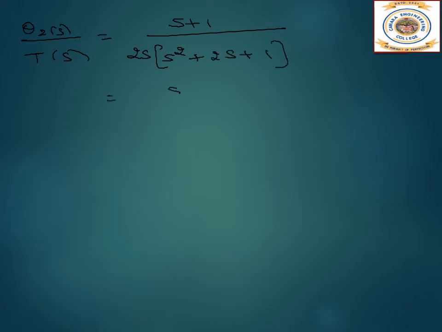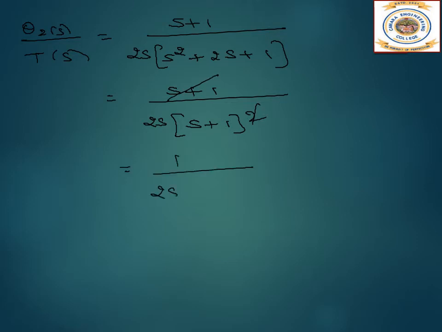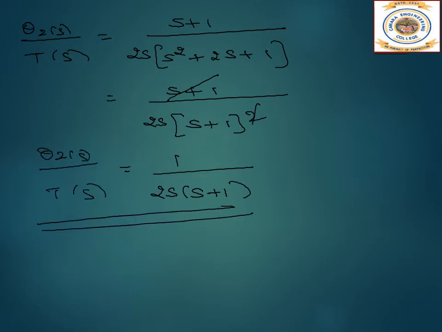I can take it as theta 2 of S by T of S equal to S plus 1. Let me take 2S common. If I take 2S common, I get S square plus 2S plus 1. And we know that S square plus 2S plus 1 is S plus 1 the whole square. This and this cancels. So what will remain? 1 by 2S into S plus 1. So theta 2 of S by T of S, this is the answer.